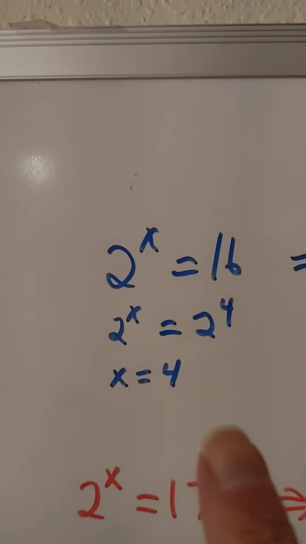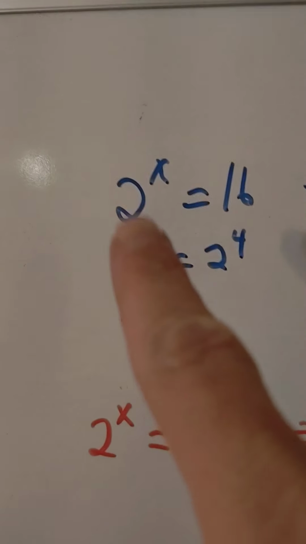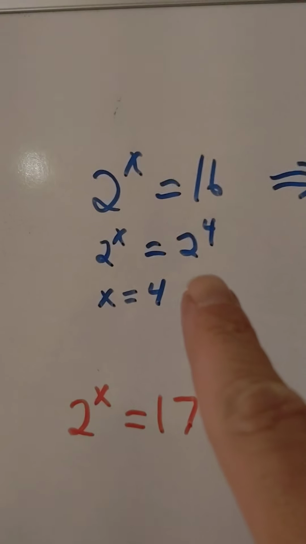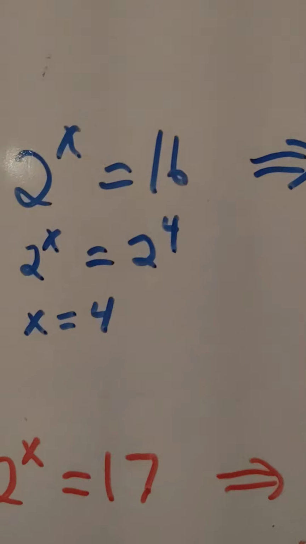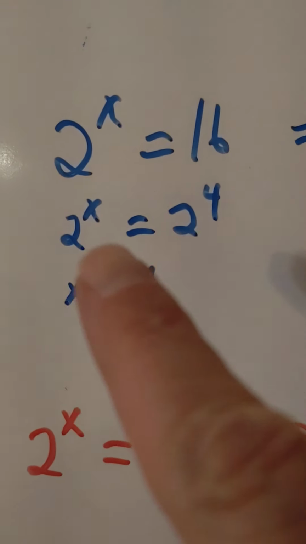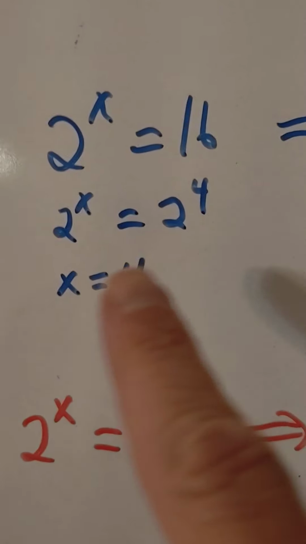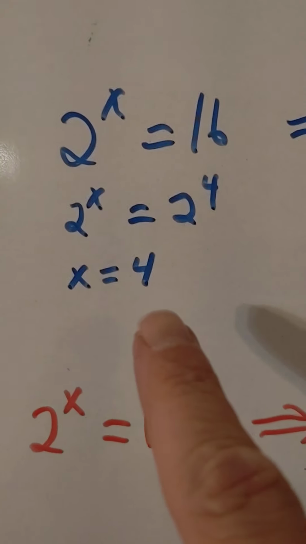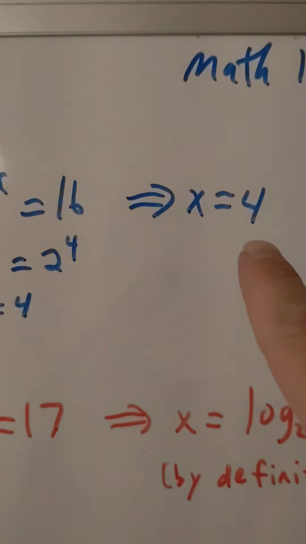Or you can get fancy and go 2 to the x equals, and rewrite 16 with a base that's the same as that base. And 16 indeed is 2 to the fourth power, since 2 times 2 times 2 times 2 equals 16. And then when the bases are the same and they're equal to each other, that means the exponents have to be the same. So just set the exponents equal to each other and you're done. X equals 4. Or you can just tell by inspection, like I said.